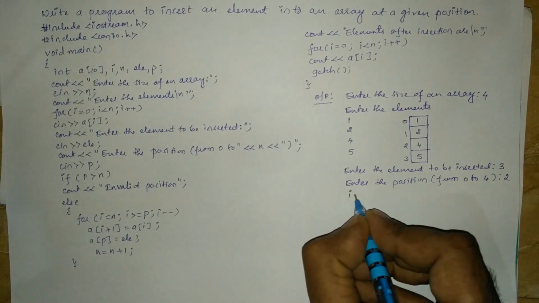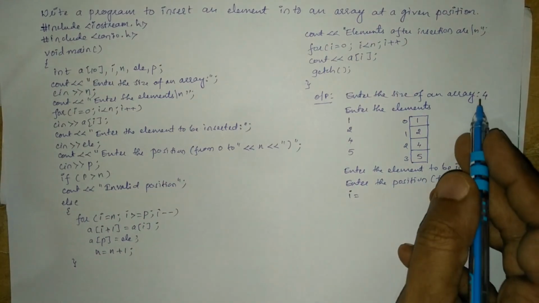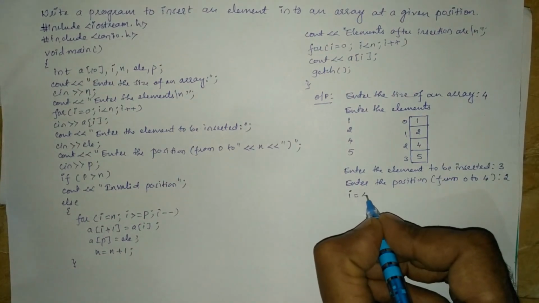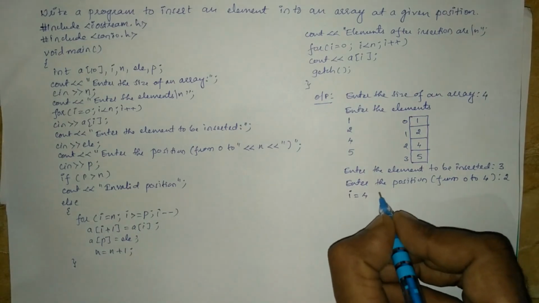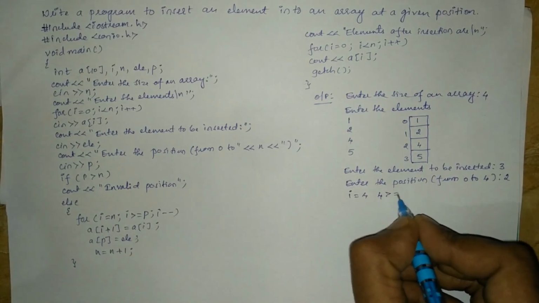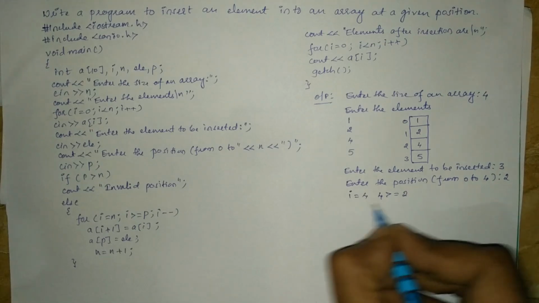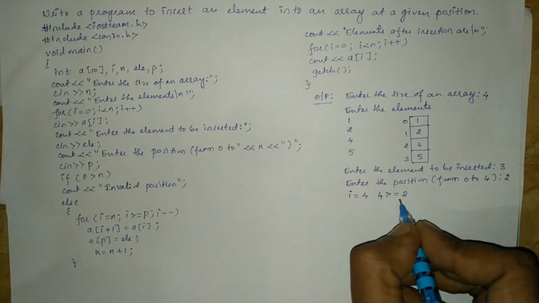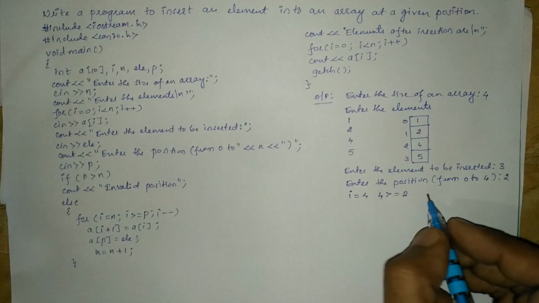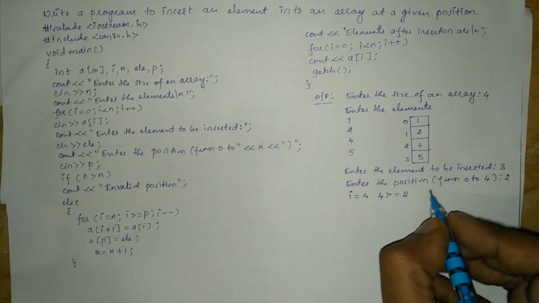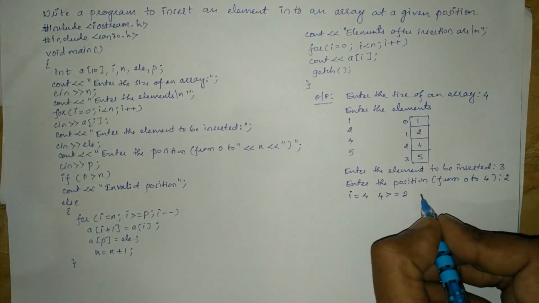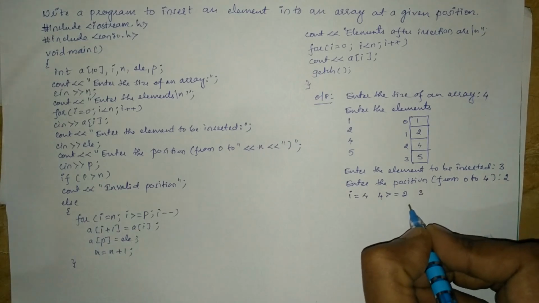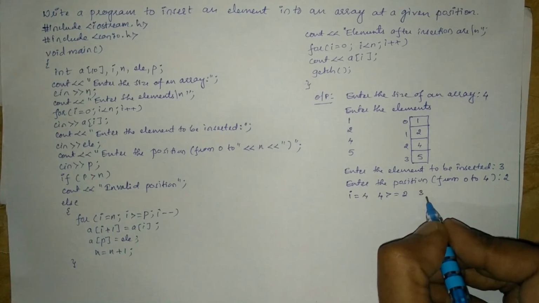So here you can see I is equal to n. N value is 4, so I is 4. Next, 4 is greater than or equal to position, which is 2. Whether it is true or false, 4 is greater than or equal to 2. Yes, it is true. Now I minus minus, so the value of I will be reduced by 1. So that is 3. Now I value is 3.